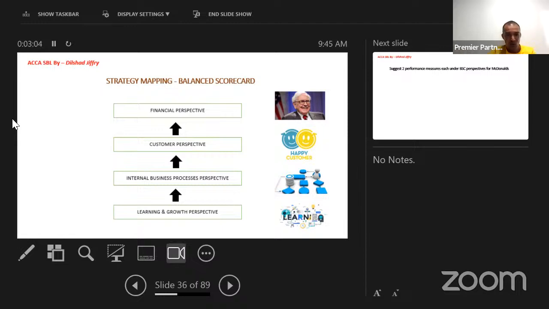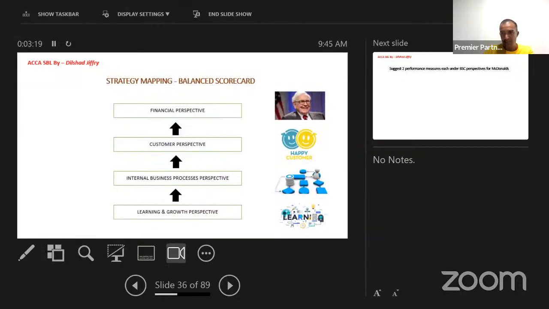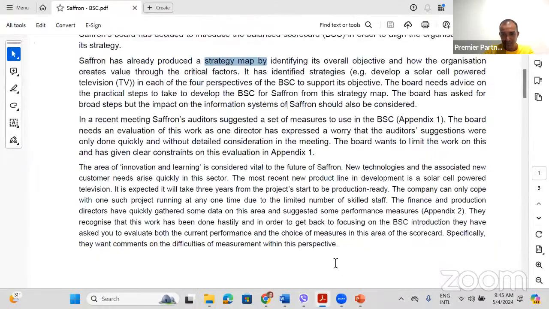Now you see, I just showed you, right? Wordings they are using. Already produced a strategy map. So our strategy map, where is it coming from? It's coming from where? Balance scorecard. So those terms you should be very familiar. So when you read this paragraph, you should not be scared. Okay, they're talking about what is there in the theory, what the model talks about, right?